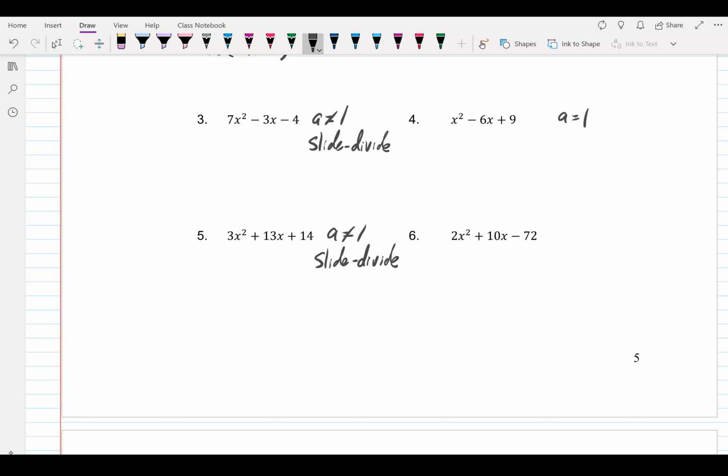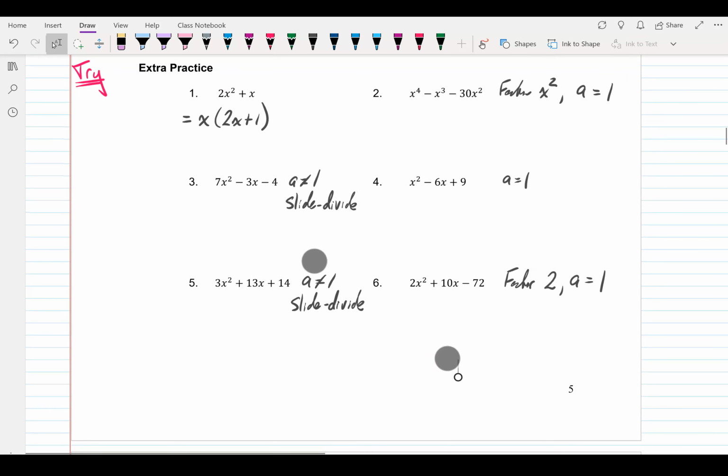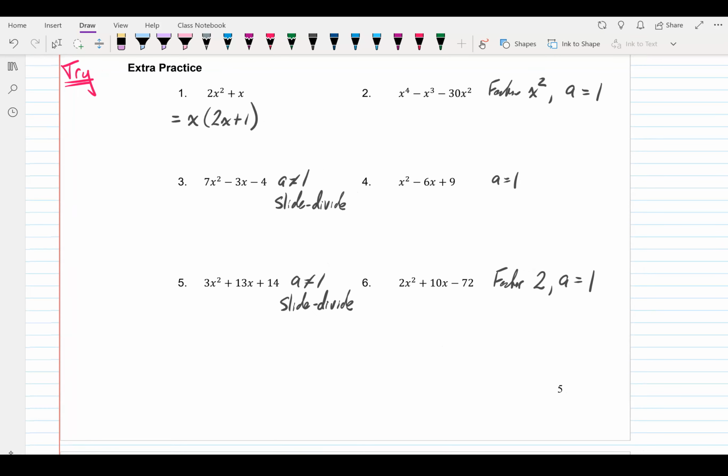And then 6, you need to factor first. What are you going to factor out first? You're going to factor out a 2, and then you'll use the same method as if a was 1, okay? So hopefully that makes a bit of sense to you. I'm just going to write out the final answers here, and you can check your work against that.